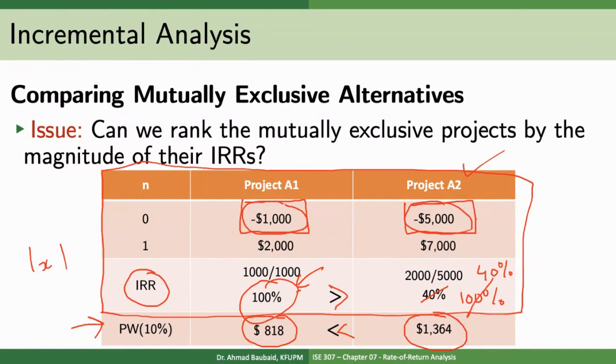And that's why we need to use something called incremental analysis. And you guys saw from the flowchart, we needed to find something that relates to B minus A. And we'll see why that is the case.